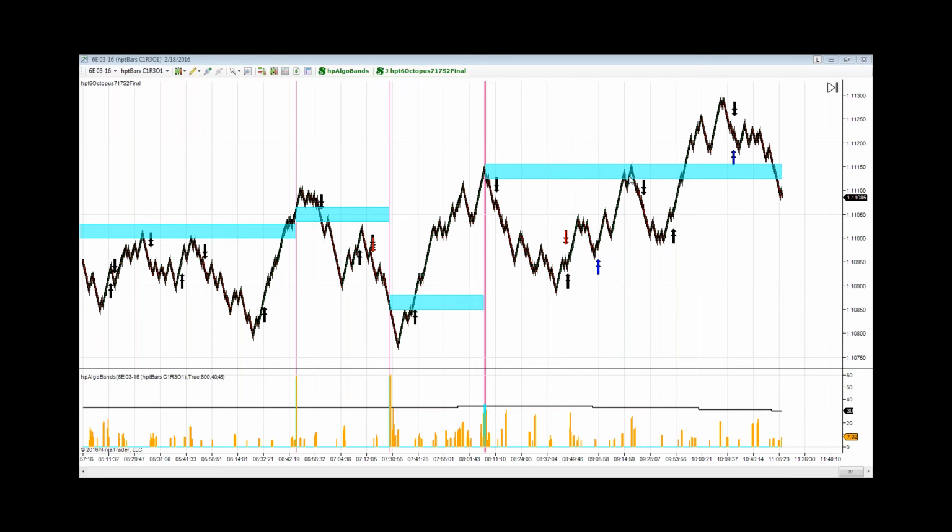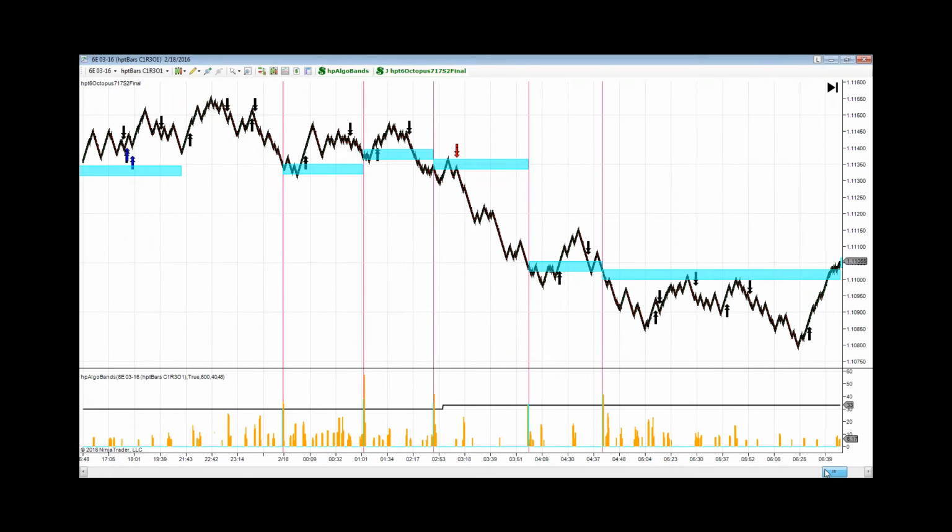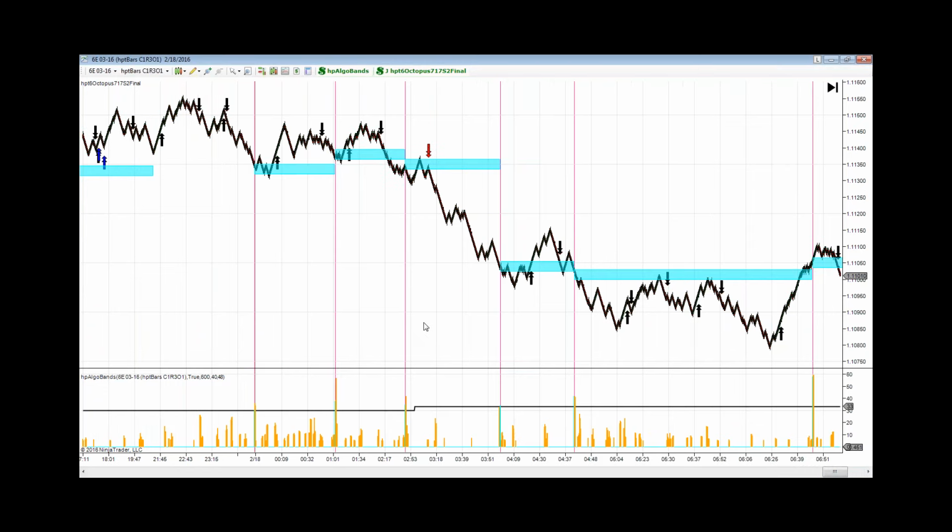You could see if you were to look back on every one of these trade entries today, even without the octopus. If we go back to the open, you had a little whipsaw here, whipsaw here, whipsaw here, but then you got on the right side of it here, short here, back to long, and then short. Now here's one thing that I always keep in mind.